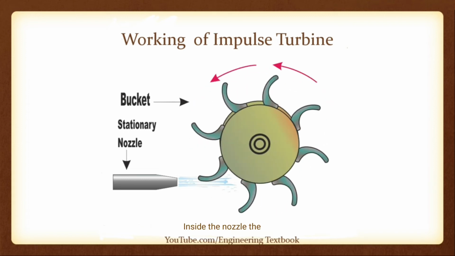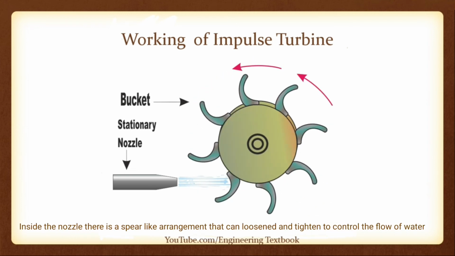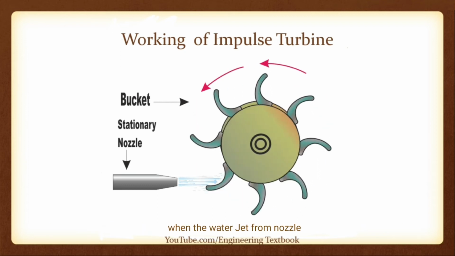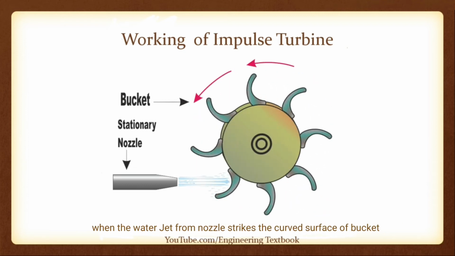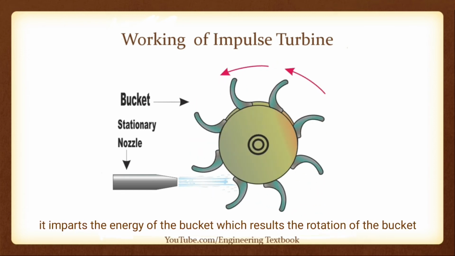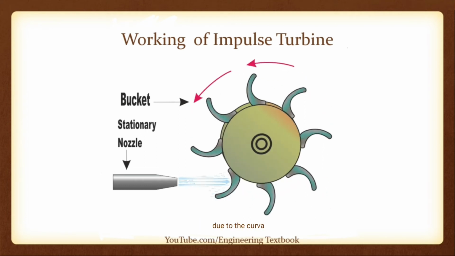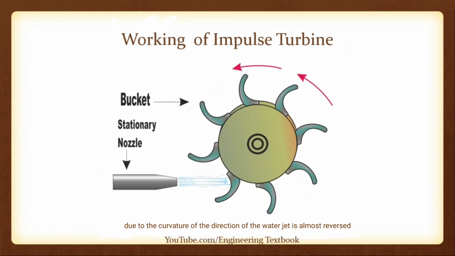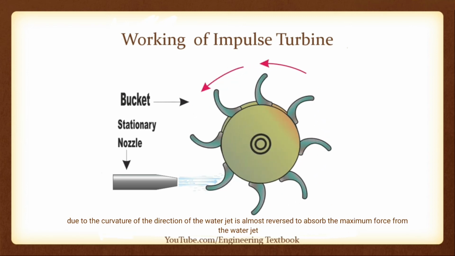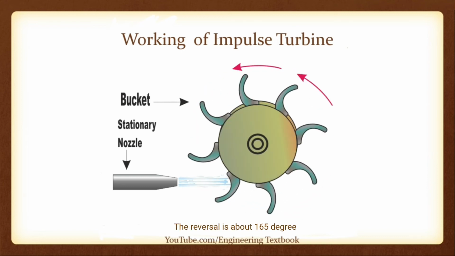Inside the nozzle, there is a spear-like arrangement that can be loosened and tightened to control the flow rate of water. When the water jet from the nozzle strikes the curved surface of the bucket, it imparts its energy to the bucket, which results in the rotation of the bucket. Due to the curvature, the direction of the water jet is almost reversed to absorb the maximum force from the water jet. The reversal is about 165 degrees.